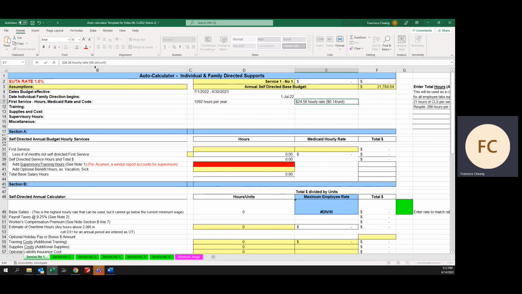So $6.14 per unit. And then in the next cell, I'm going to go ahead and enter the service code for that unit, so you can easily look it up for future reference. So this community living and supports is T2013 TF.